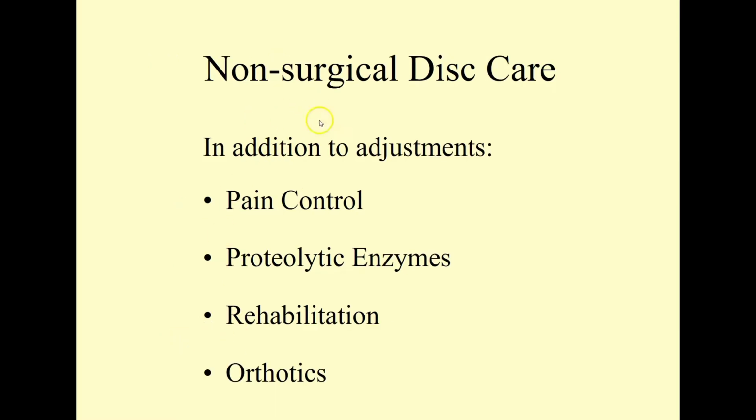Now, other things that we know we can do, well, adjustments certainly have great neurologic benefit, as I mentioned before. But we can do also other pain control. Some experts say that having the patient ingest proteolytic enzymes will help support the removal of the sequestered fragment. We certainly know rehabilitation gives the patient a certain amount of control over their recovery. Use of orthotics, maybe it was a leg length inequality or asymmetric pes planus or something along those lines that kind of set them up for this problem in the first place.